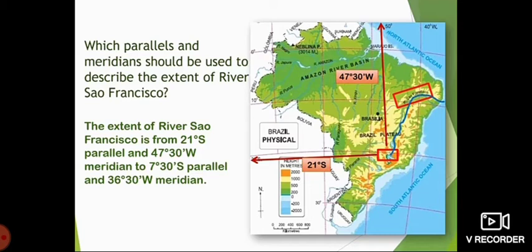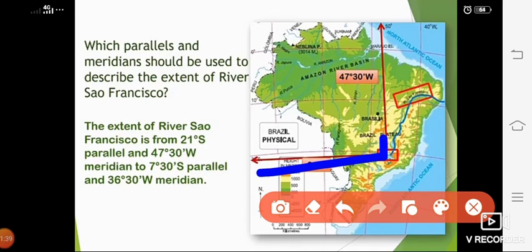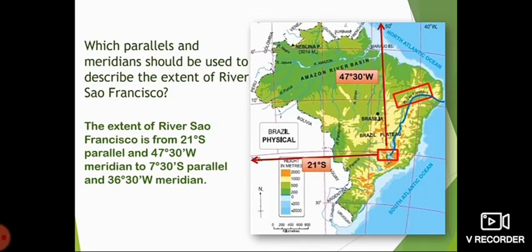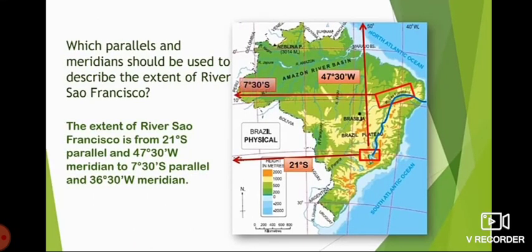So this was about the start point. Yeah, that is one latitudinal and one longitudinal. Now let's learn about the end point. Okay, so see here, now the end point, it is the river. Yeah, it is flowing in this direction.